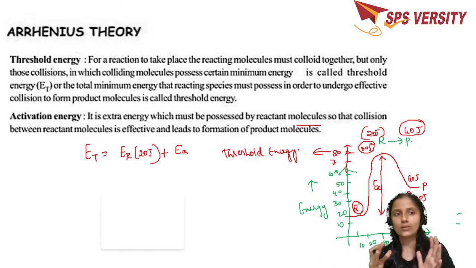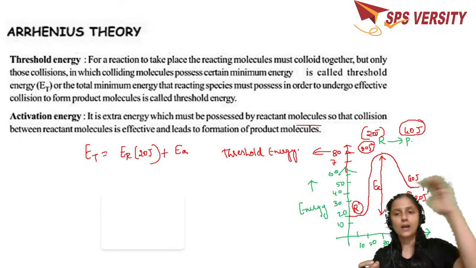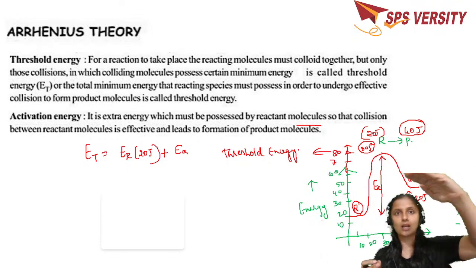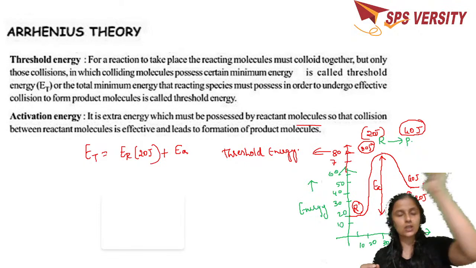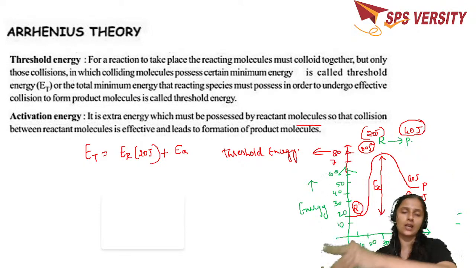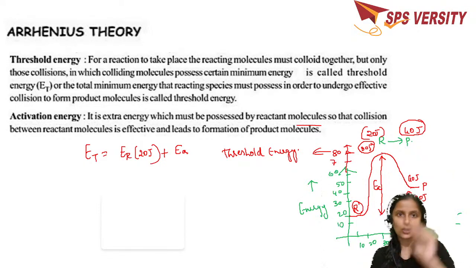So I think you are very clear with the threshold energy, you're very clear with the activation energy, and the energy possessed by the reactant molecules. You have some amount of energy, that's your energy. And to pass, you need to cross a certain barrier. That peak is called threshold energy. Only if you reach that peak, you can get to the next grade. So that extra amount of energy which has to be provided from outside, that's called activation energy.